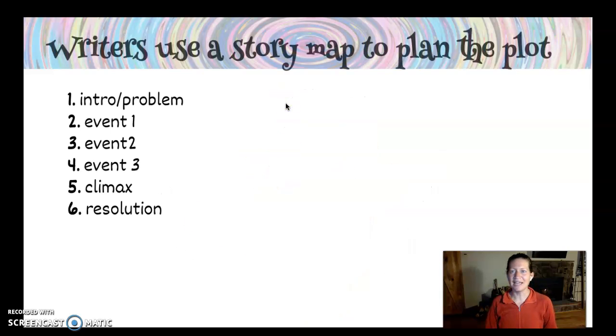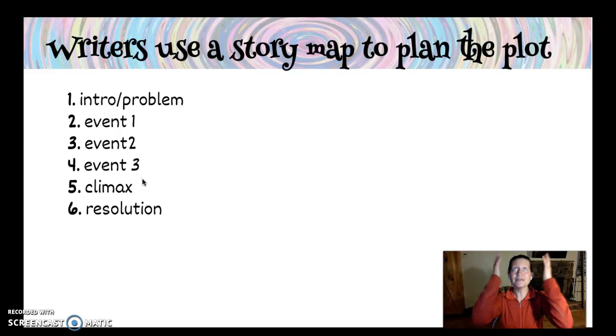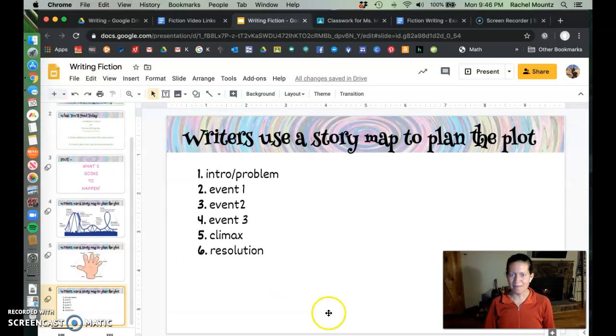Some people really like lists. I think of it in 6 parts. I combine the intro and the problem because they're both at the very beginning. They go together. Your 3 events, climax, oh no, what's going to happen? How is this ever going to get better? Resolution. We're good. Okay? All right, let's take a look at my examples.